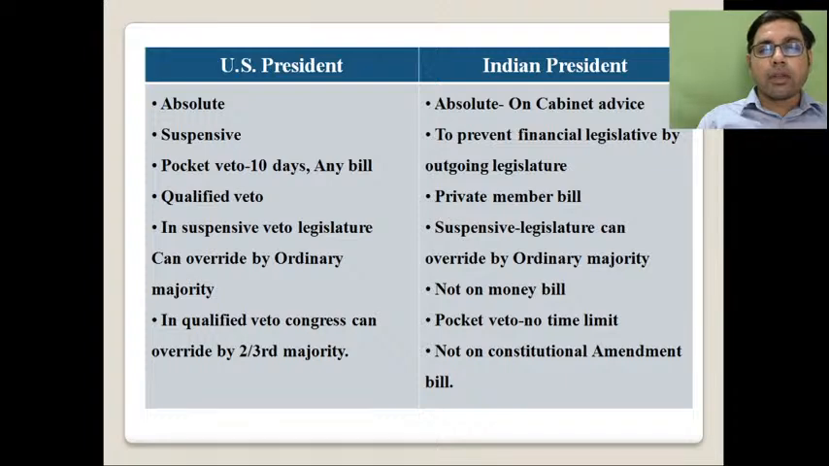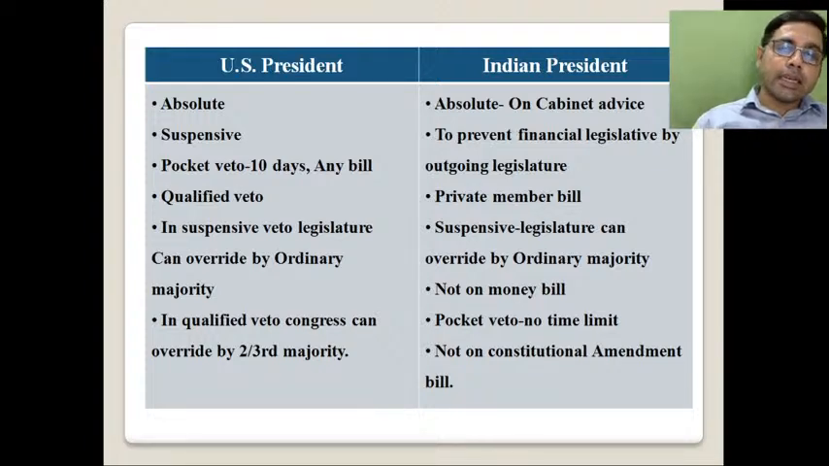A member of parliament who is not a member of the Council of Ministers, on such bills the Indian president can exercise absolute veto. Otherwise he has limited power in case of veto, especially in case of absolute veto. In these two situations he may exercise absolute veto. So I hope this idea is becoming clear to you, that the US president can exercise absolute veto and then such a bill will not be able to become an act. But in case of the Indian president, he can exercise absolute veto only on the advice of the cabinet or in case of a private member bill.